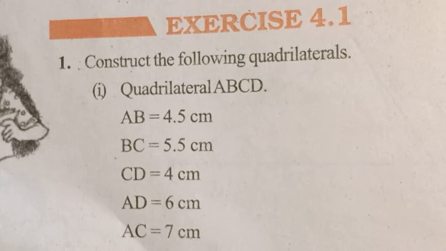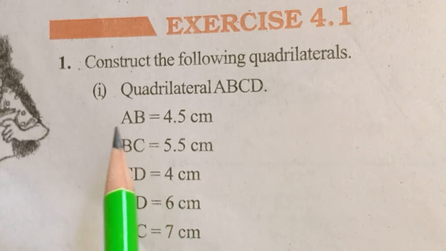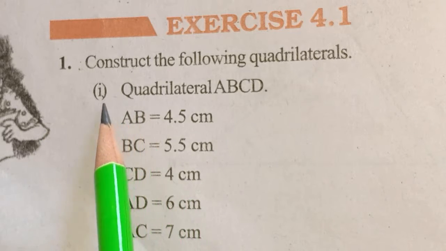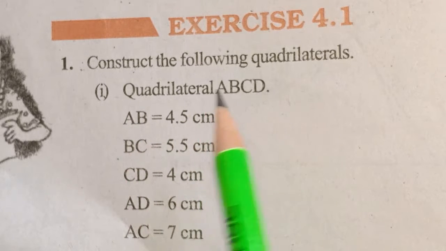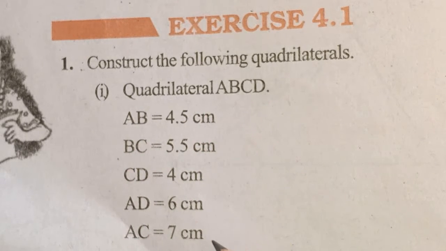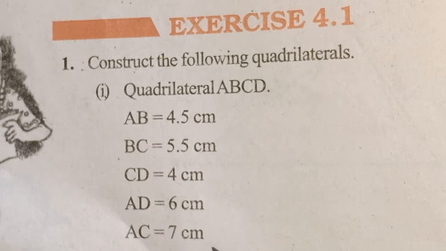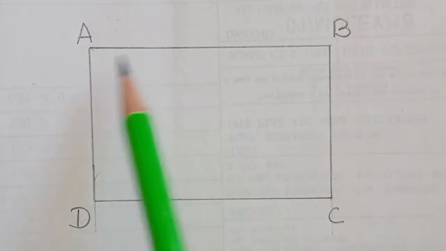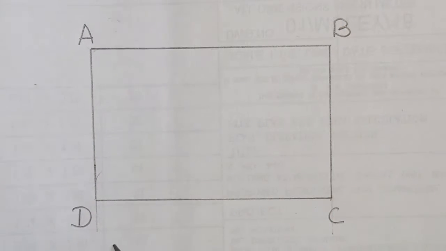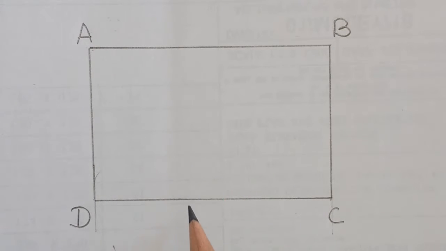Let's see exercise 4.1, question number 1. The first one, construct the following quadrilateral. Quadrilateral ABCD is given and some dimensions are given. So let's draw a rough quadrilateral using this data. So here I have drawn a rough quadrilateral ABCD. Now let's write down the dimensions according to the question.